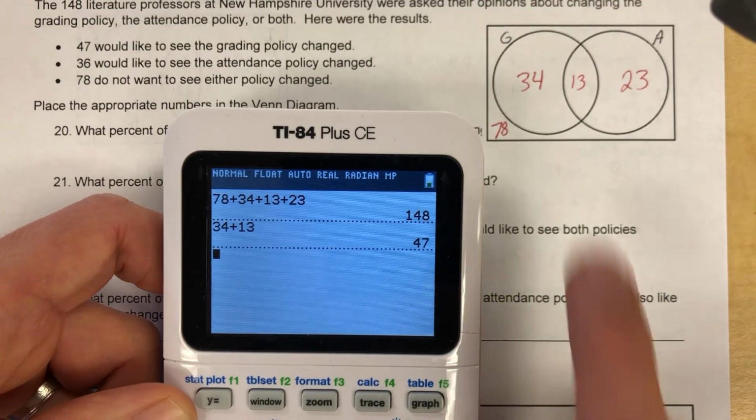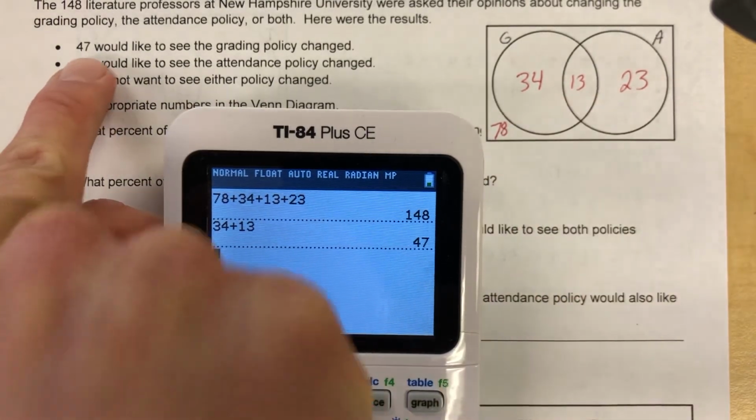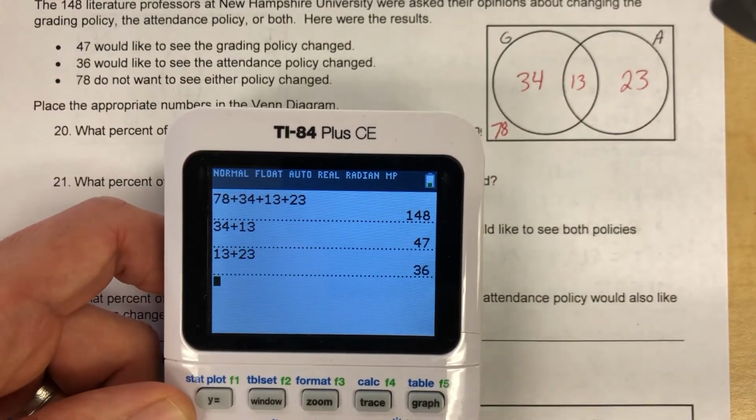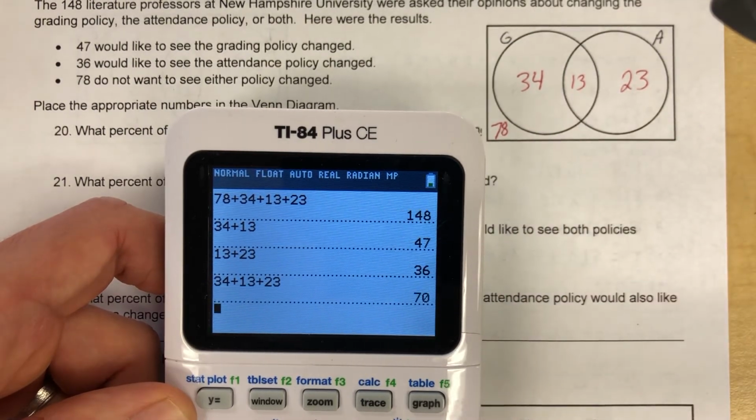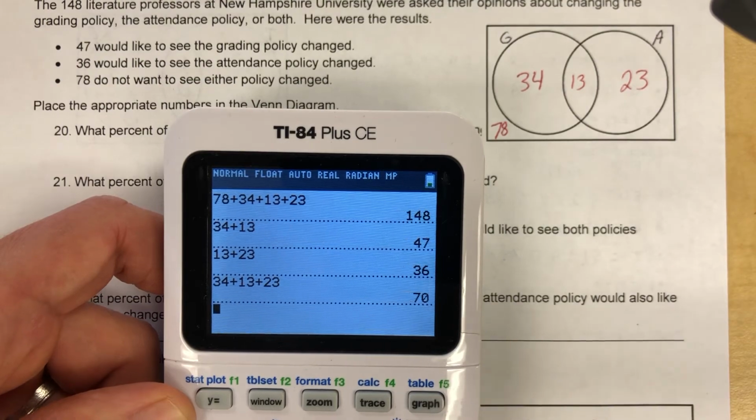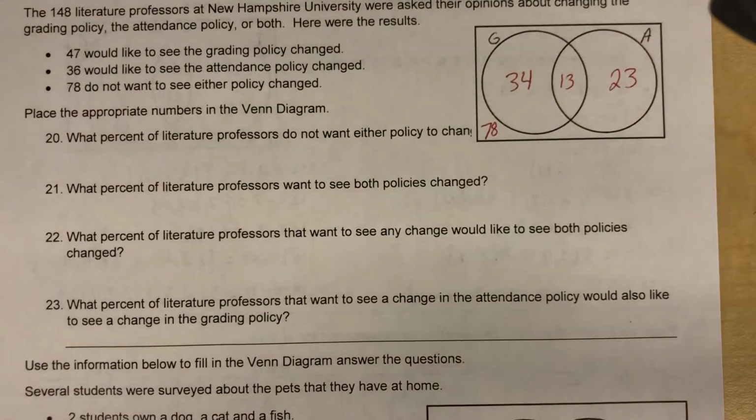34 and 13 is 47. Sounds good. 13, 23, 36. It's good. 34, 13, 23, 70. We got that earlier. We're good. Let's keep going.